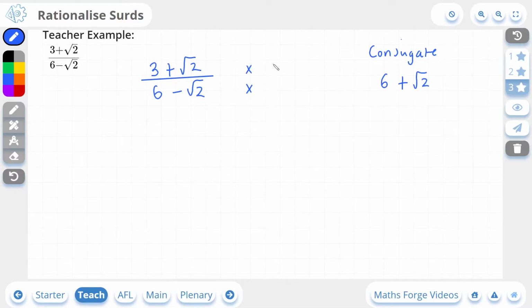So let's go ahead and do that. We're going to multiply by 6 plus root 2 to the numerator and the denominator. So it's the denominator's conjugate. Exactly the same, but instead of a minus, it's a plus. Now let's go ahead and multiply this out.